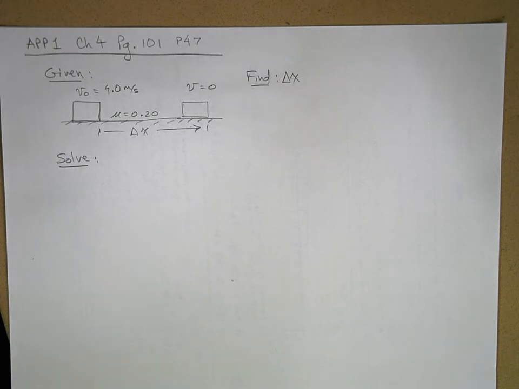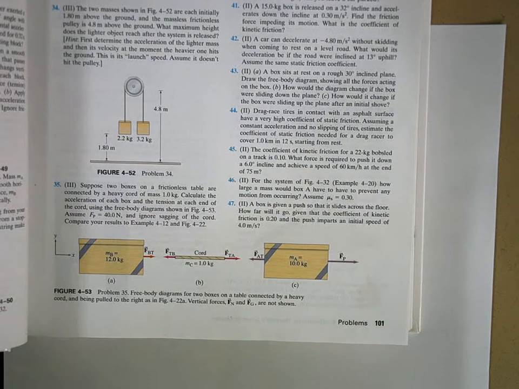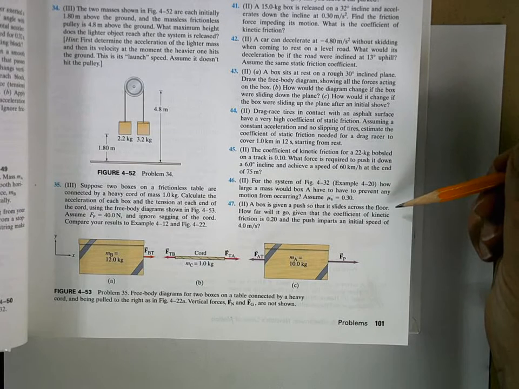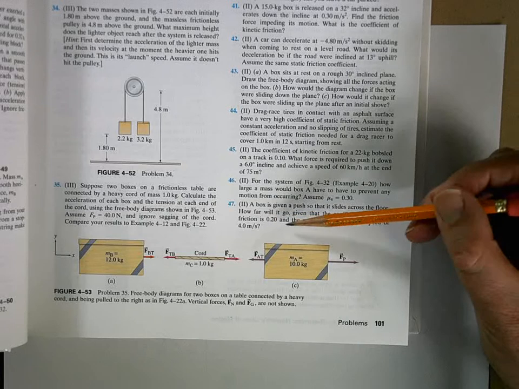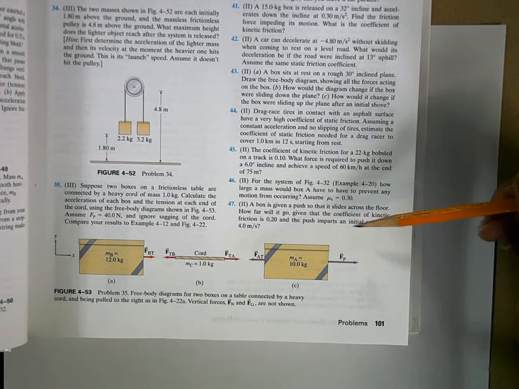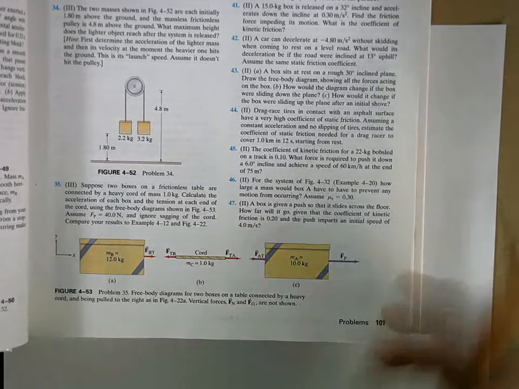All right, let's do problem 47 on page 101. And let me read the problem. It says a box is given a push so that it slides across the floor. How far will it go given that the coefficient of kinetic friction is 0.2 and the push imparts an initial speed of 4.0 meters per second?